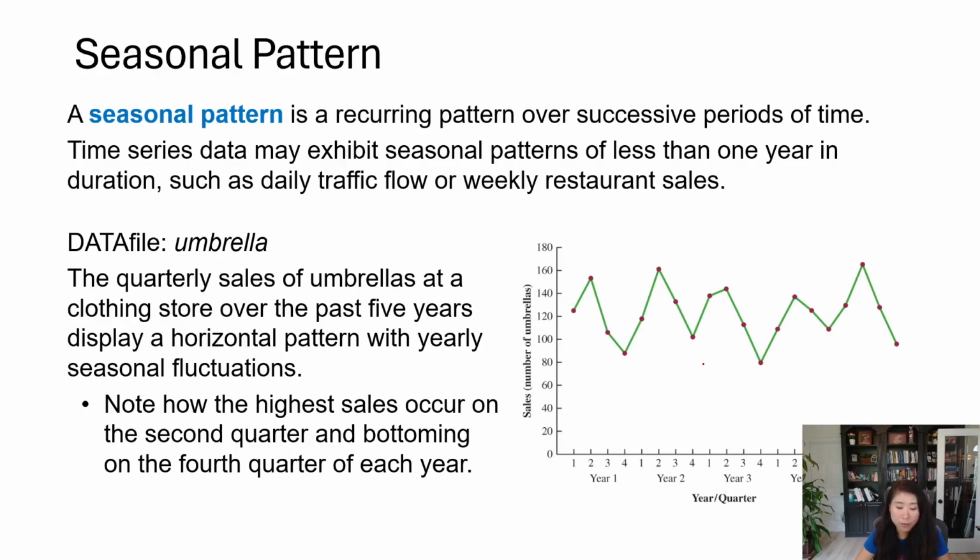If you look at this, we are showing the quarterly sale of the umbrella at the clothing store over the past 5 years. As you can notice, every year the highest sale occurs in the second quarter, when it's summer, when it's more likely to have rain, right? So if you look, all those peaks are happening during the second quarter when the summer is happening. And then the lowest sale is at the fourth quarter every year, right? It makes sense because the fourth quarter is winter. Instead of an umbrella, you need a snow hat, right?